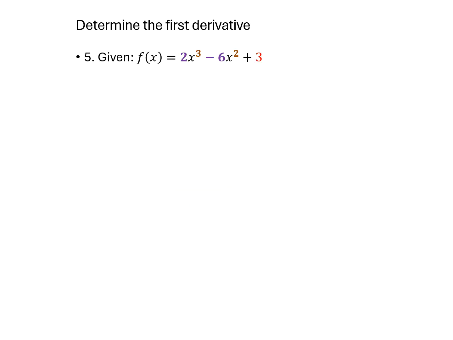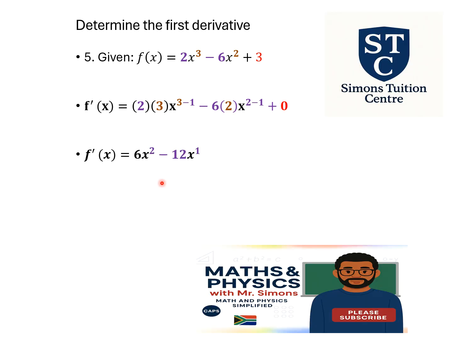Right? Given f of x equals x cubed minus 6x squared plus 3, we find the first derivative: 3 times x to the power 3 minus 1, 2 times negative 6, x to the power 2 minus 1. And a constant always becomes 0. So that would give me 6x squared minus 12x. So there's 6x squared minus 12x. Right, and that is finding the first derivative given a simplified equation that we can derive straight.